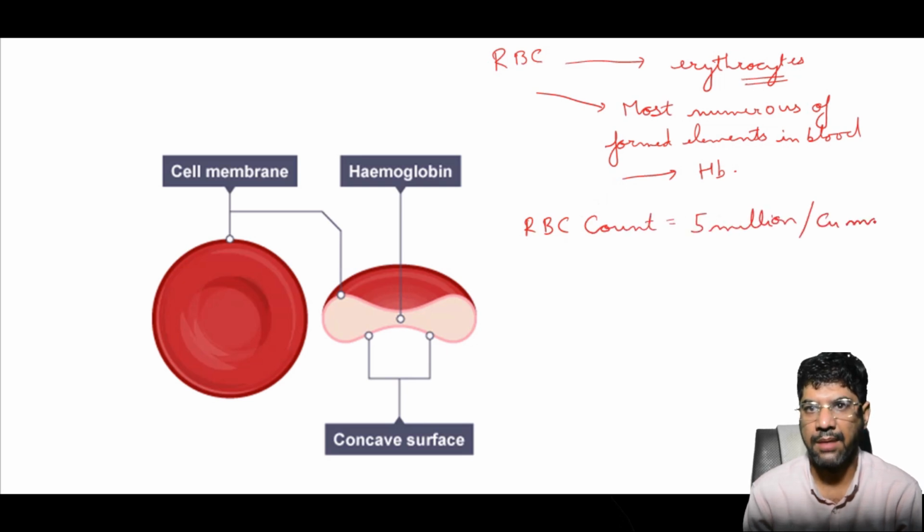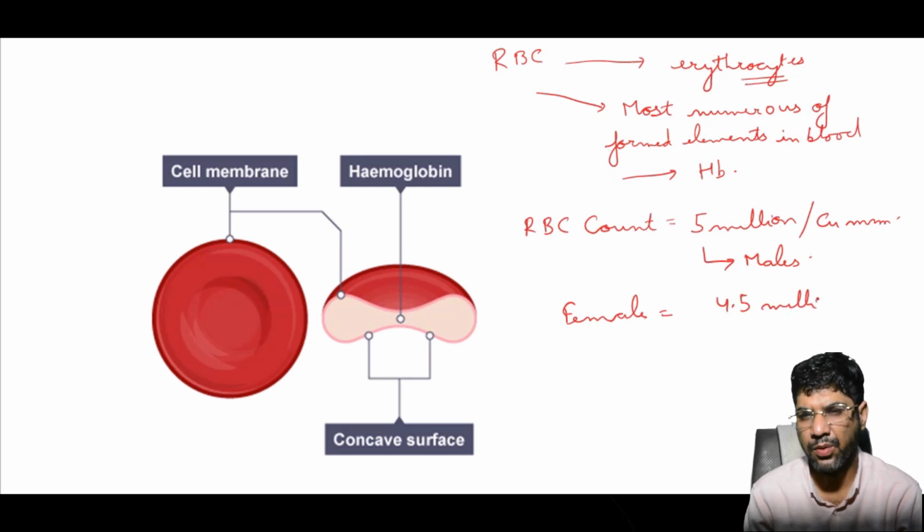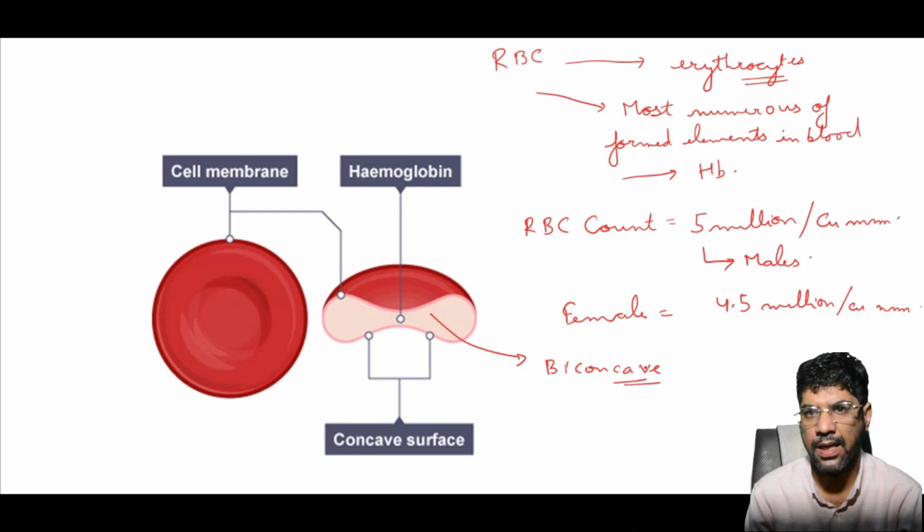So what is the RBC count? In an adult male, remember, the RBC count is about 5 million per cubic mm. And in an adult female, it is about 4.5 million per cubic mm.